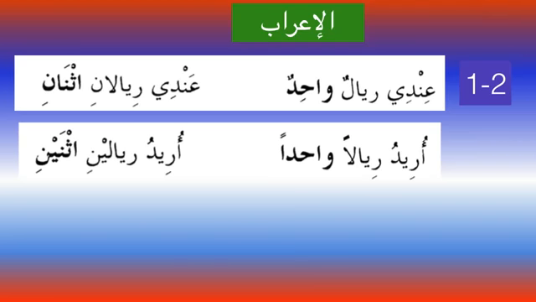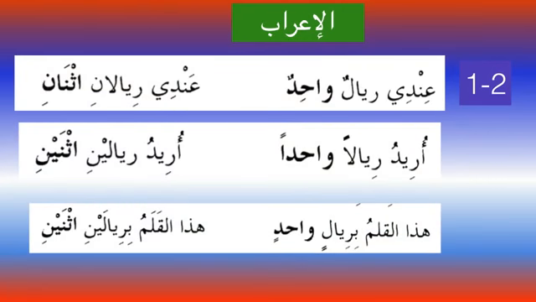Uridu riyalaini ithnaini. So we say هذا القلم, this pen, بريال واحد, this pen is for 1 riyal. And again same example, هذا القلم بريالين اثنين. So this is how they decline depending on the situation.